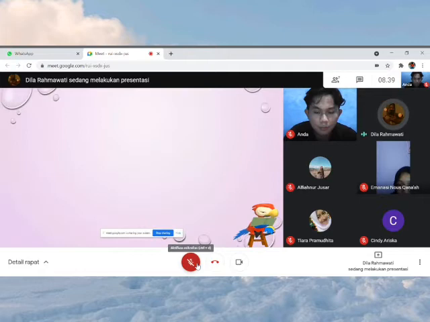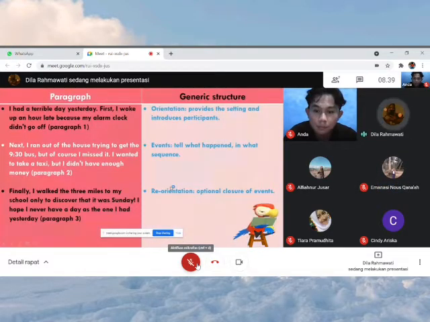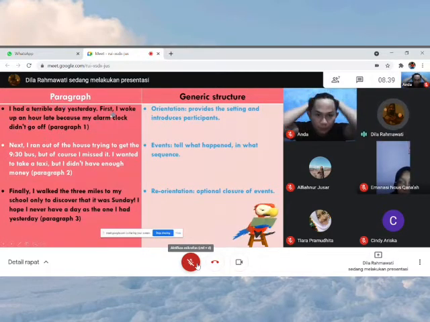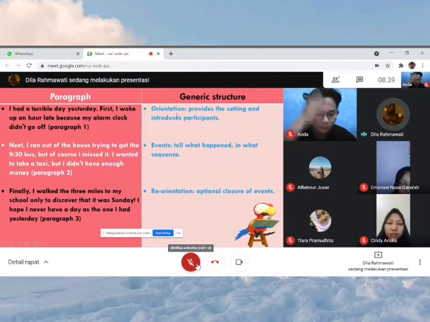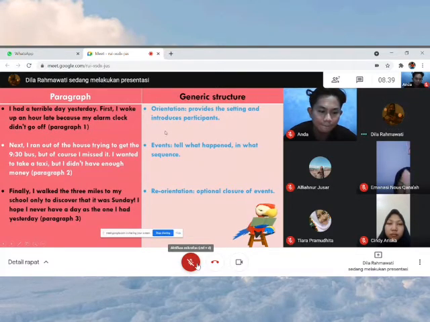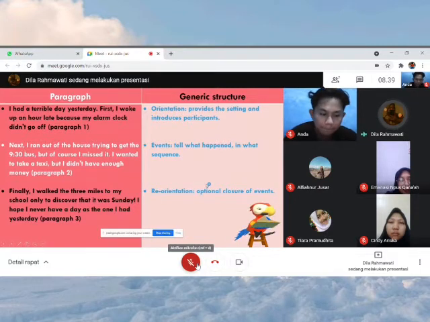Fourth is generic structure of recount text. This is the previous text that I'll show you. Let's take a look here. The first paragraph is orientation. Why? Because the writer in this paragraph provides the setting and introduces participants. And the next paragraph is events. Why? Because the writer tells what happened in this paragraph. And the last paragraph is reorientation. Why? Because the writer gives a comment to the story. Actually, reorientation is optional. You can include reorientation in your text or not, depending on you.